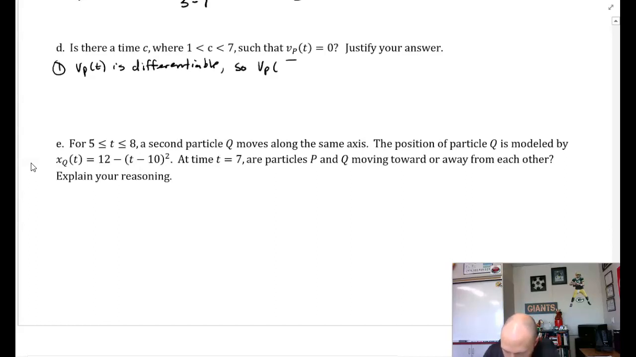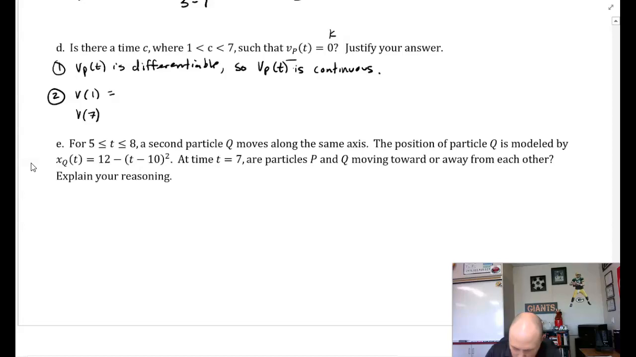So v sub p of t is continuous. If it's differentiable, it is continuous. Okay, next, what I need to do is see if this k value is between the function values at v of 1 and at v of 7.